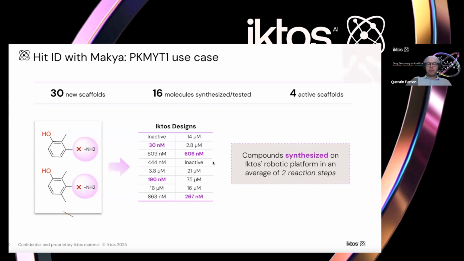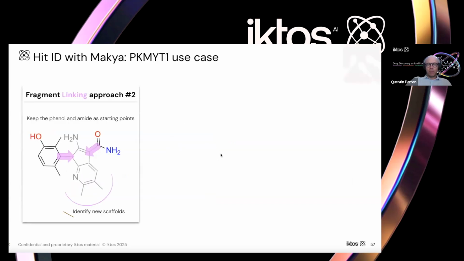It's interesting as well to mention that those molecules have been produced on our robotic platform thanks to our orchestration technology, and in 2 reaction steps on average. So you don't need to do a lot of chemistry to find something very active and totally different and novel, because here it's clearly what we have been able to obtain. Also, as another approach, we decided to use fragment linking.